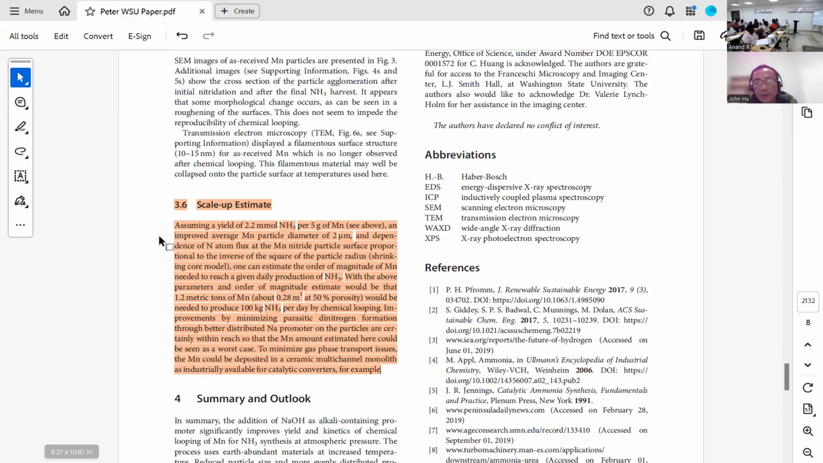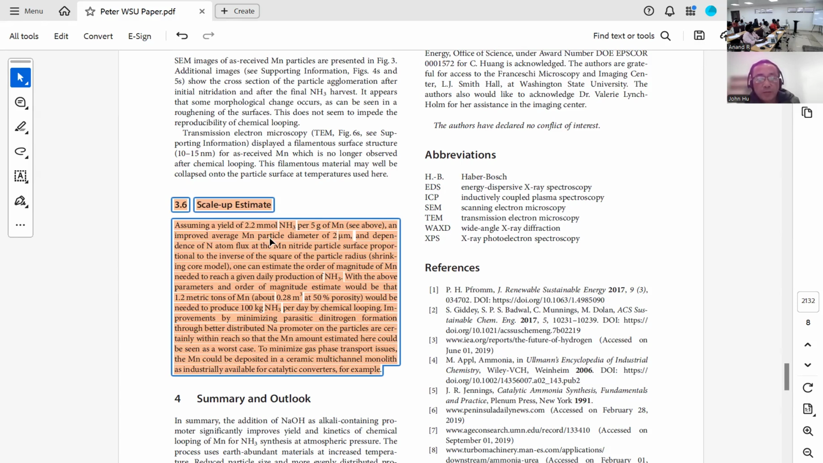So basically, in the laboratory, he assumed a yield of 2.2 millimole ammonia per 5 grams of manganese. But the problem is, you see, he did not give the time, how long it took to produce 2.2 millimole ammonia with 5 grams. So what's missing is the time, how fast. I think there's a lot of missing links here, but just keep on reading.